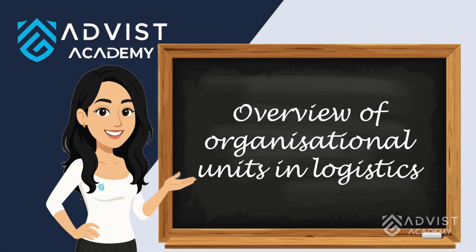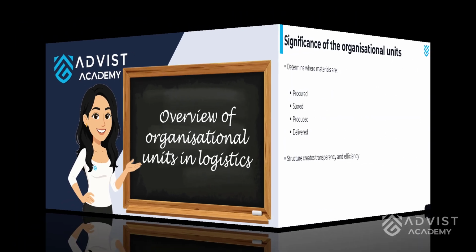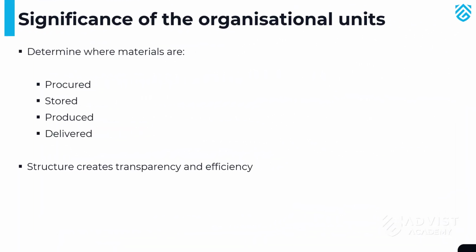In this video, we provide an overview of the organizational units in logistics. In the SAP system, the organizational units in logistics form the basis for all material management and production-related processes. They determine where materials are procured, stored, produced, and delivered. This structure ensures that logistics processes are clearly structured, traceable, and can be controlled efficiently.